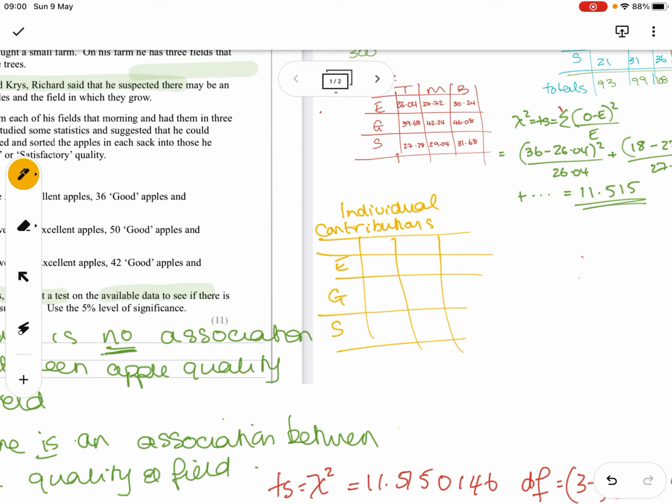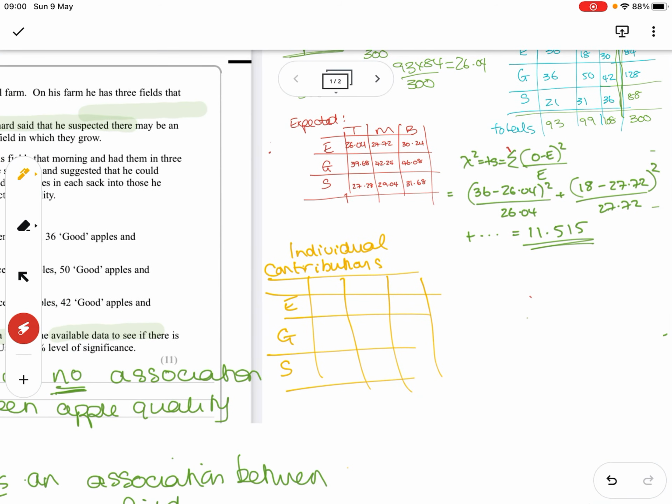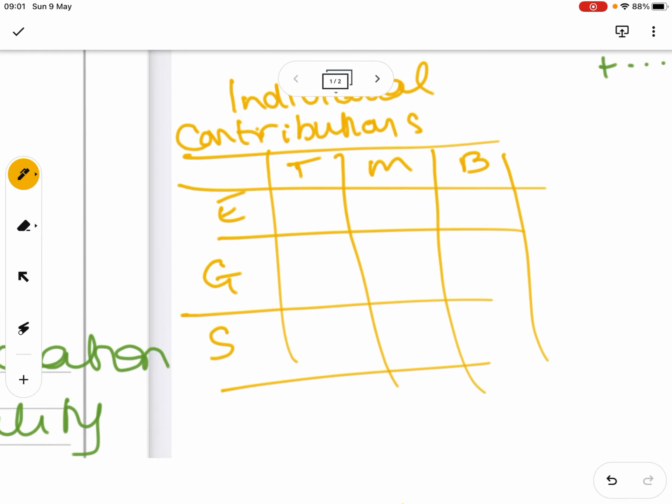Now, if you're looking at the two tables here, you can see expected here was 26 and we got 36, expected was 27, we got 18, 39, 36, 27, 21, 29, 31, 30. I mean, they look reasonably similar. These two look to be the ones that are massively different. And to check that, you just literally work out what this calculation is and you put it in each bit. So we've got top, middle, bottom.